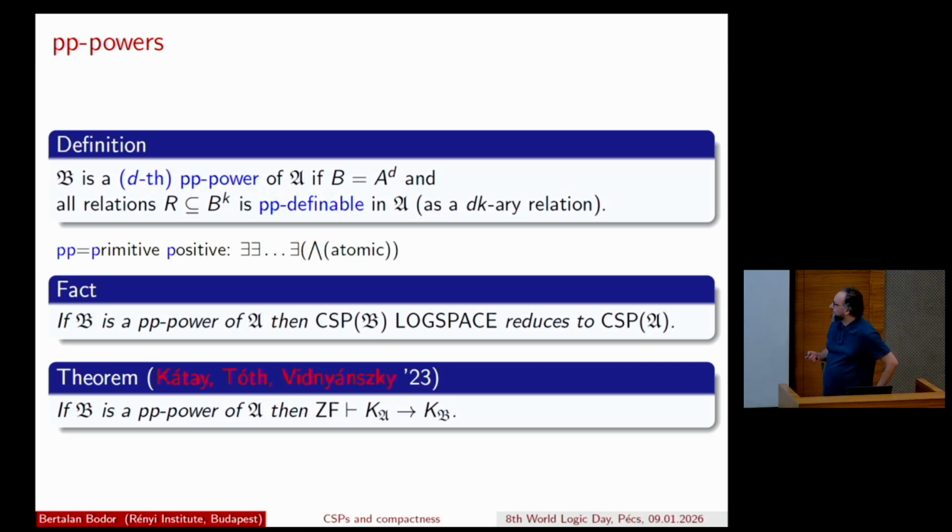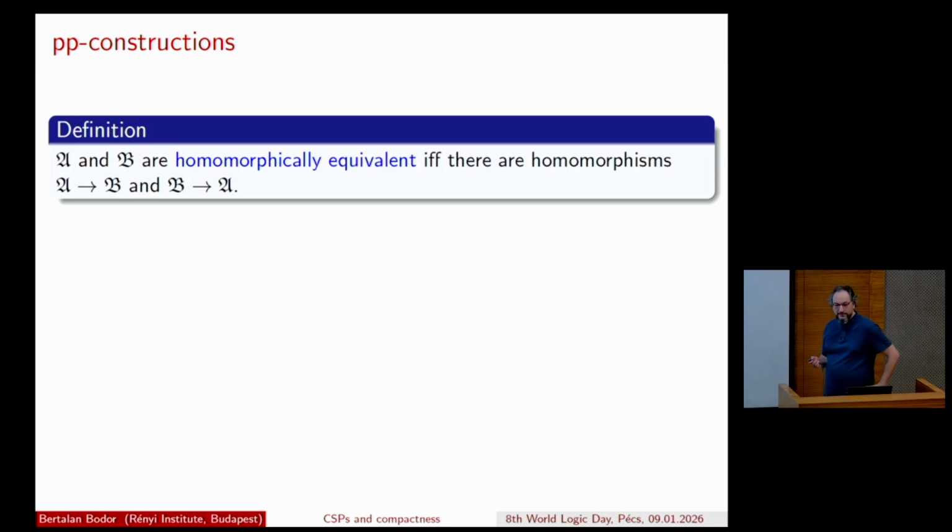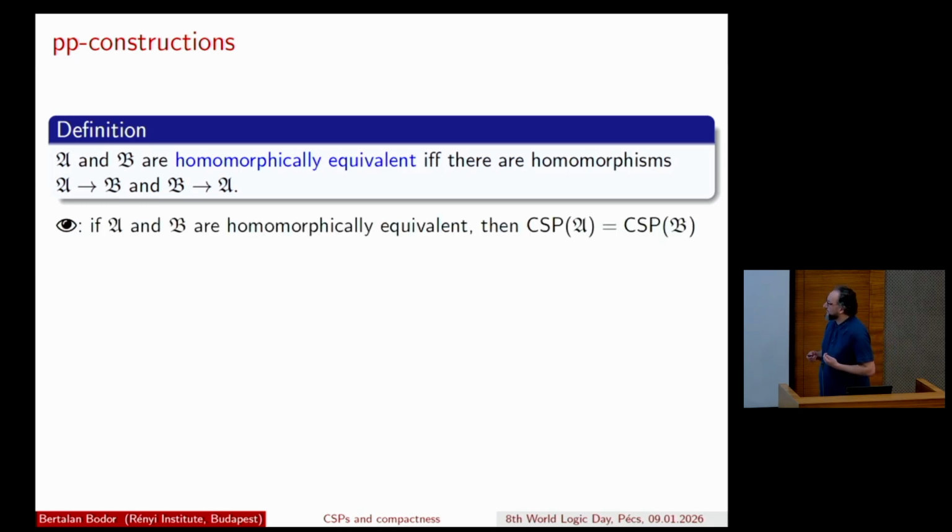Now, PP constructions. We need to add another notion to make this a bit more robust. So we need to add homomorphic equivalence. Turns out this is enough. I'm saying two structures are homomorphically equivalent if there are homomorphisms between them in both directions. And what happens if this is the case? Two observations. First of all, they just have the same CSP, because we can just compose homomorphisms. And also the compactness principles are the same. It's literally the same statement.